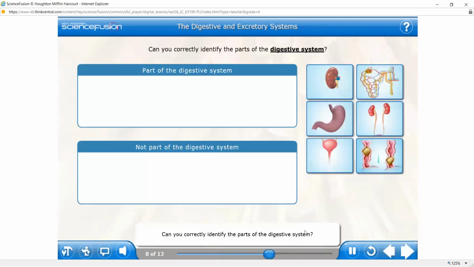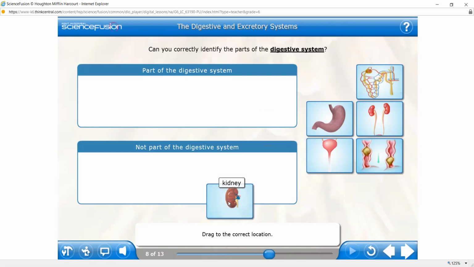Can you correctly identify the parts of the digestive system? Drag to the correct location. Okay, again, Ghalia, I'm so sorry to ask you once again, but this will make you perfect. Tell me, which one is a digestive system, which is not? Kidney, is it a digestive system? Ghalia? Is kidney a digestive system? Is it part? No. Not a part.